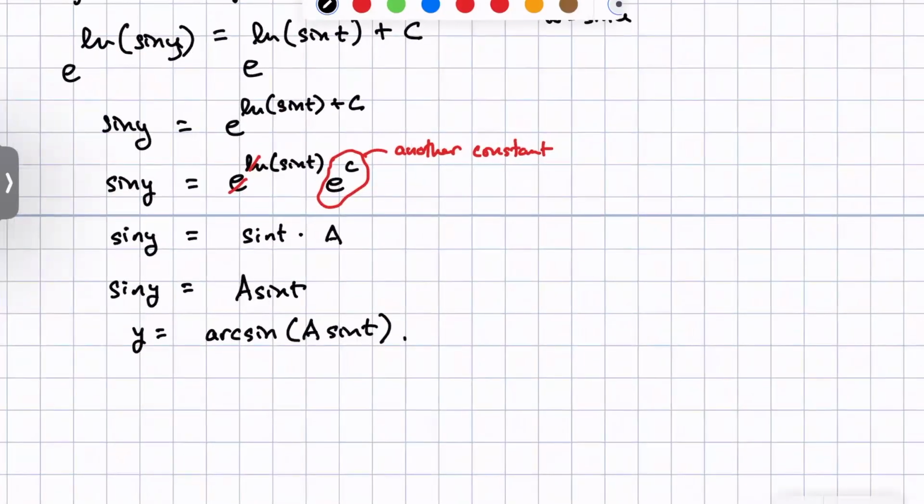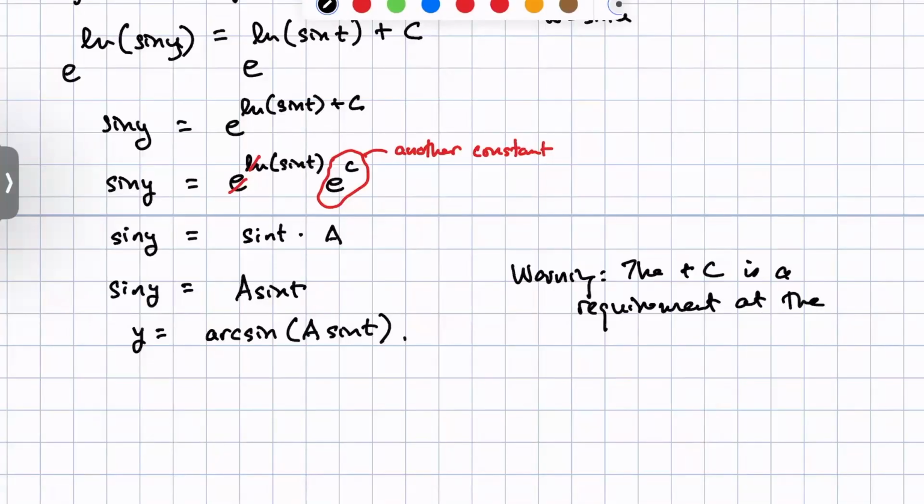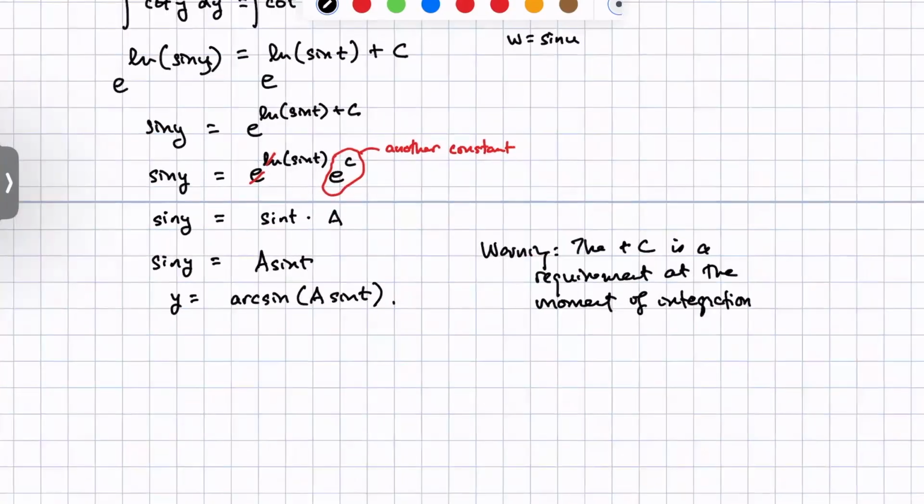And let me just give a warning here, right? The plus c is absolutely a requirement. It is a requirement at the moment of integration. So here's an example of how one might accidentally do it incorrectly. Suppose at this point you are here, right? So let me show this is an incorrect way of doing the problem, right?